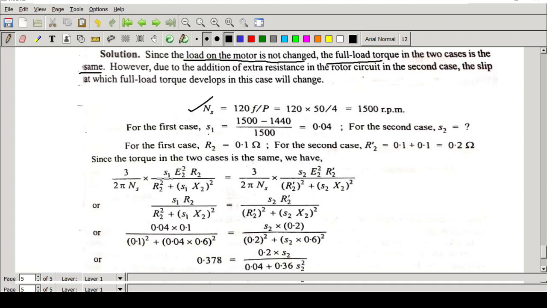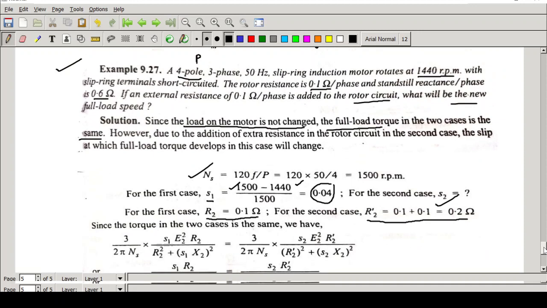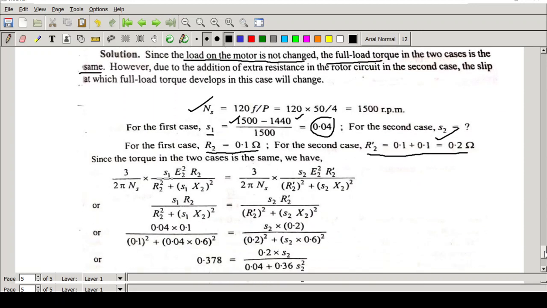Now we will find the slip. Slip is (ns - nr) / ns, with ns = 1500. So we got the first value of the slip. The second slip we don't know yet; after adding the external resistance, we have to find it. Now what is the rotor resistance? Initially it was 0.1. Later we added some external resistance, so the new resistance we take as R2 dash. It will be 0.1 plus 0.1, that is 0.2. The original resistance R2 is 0.1 and the additional resistance is also 0.1, so you get 0.2.